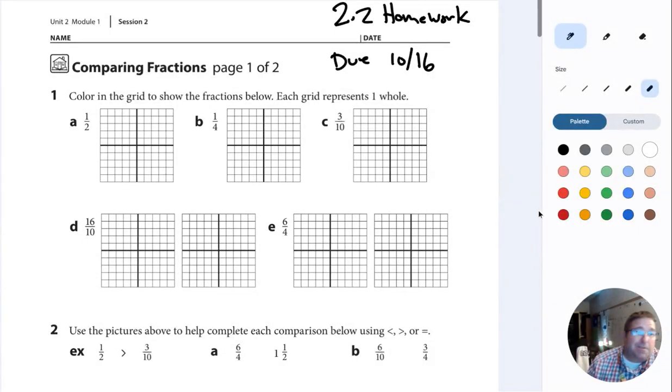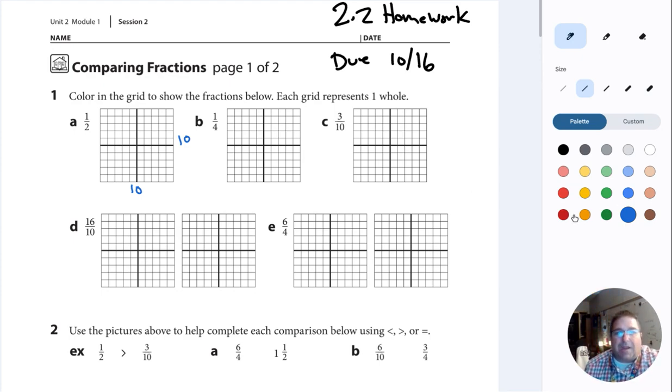2.2 homework. Getting into some more fraction work. So let's see here. This first section, color the grid to show the fractions below. Each grid represents one whole. Just as a reminder, these grids are 10 by 10, so there are 100 little squares inside there. In other words, there's 100 little squares in this whole grid. Kind of like a dollar, right? So we got 100 cents, 100.